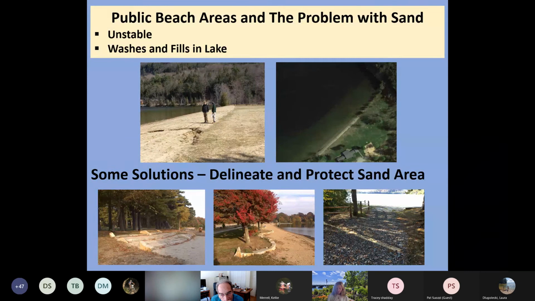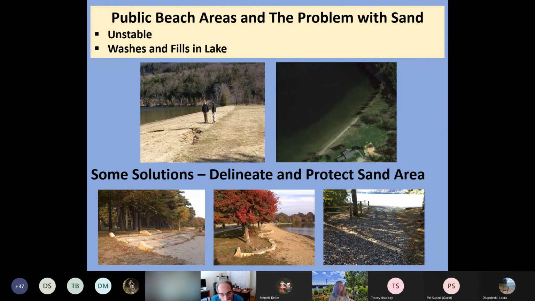So this is a real area of concern. It's growing. What do you do with these beautiful public beach access areas that people have grown to expect? They're sort of artificial beaches. Sand is brought in. There are not new beaches being made, but how do you maintain these existing beaches that have once cleared away the natural vegetation and put in sand? Sand is really unstable and it moves easily. It washes and fills into the lake.